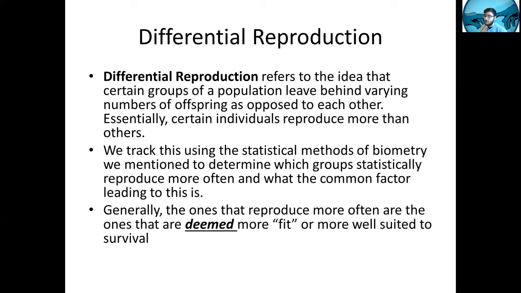And generally, the ones that reproduce more often are determined based on some kind of physical trait that they have, which is very often linked to a genetic gene. And that physical trait is deemed more fit or more well suited to survival. Again, for evolution and adaptation, we consider what is more fit and more well suited to survival. But as for differential reproduction itself, it's more about what is deemed more fit, right?